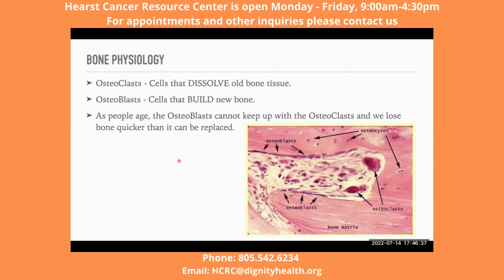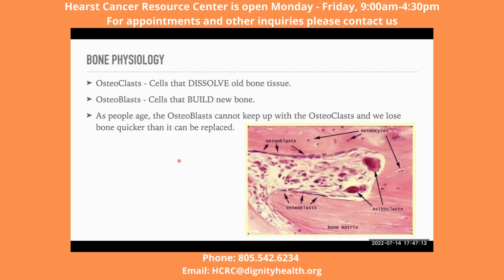So osteoclasts and osteoblasts are working in combination with each other, but they don't always exist in equal balance. The osteoclasts can either break down bone more quickly or equal to or even less quickly than the osteoblasts can lay it down. So as people age, the osteoblasts are not able to keep up with these osteoclasts. And so we can easily lose more bone quicker than it can be replaced. And that leads to osteoporosis.